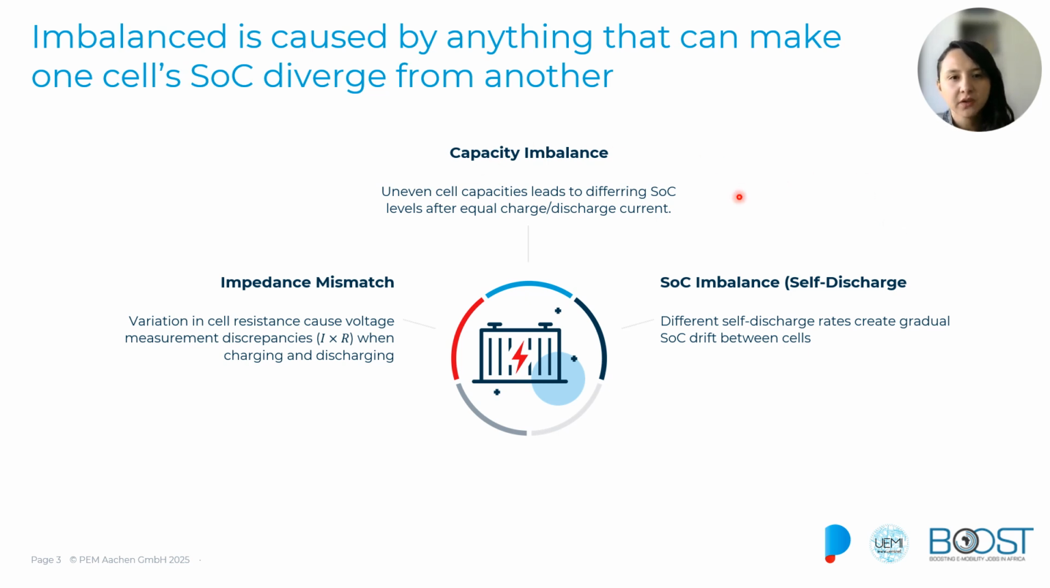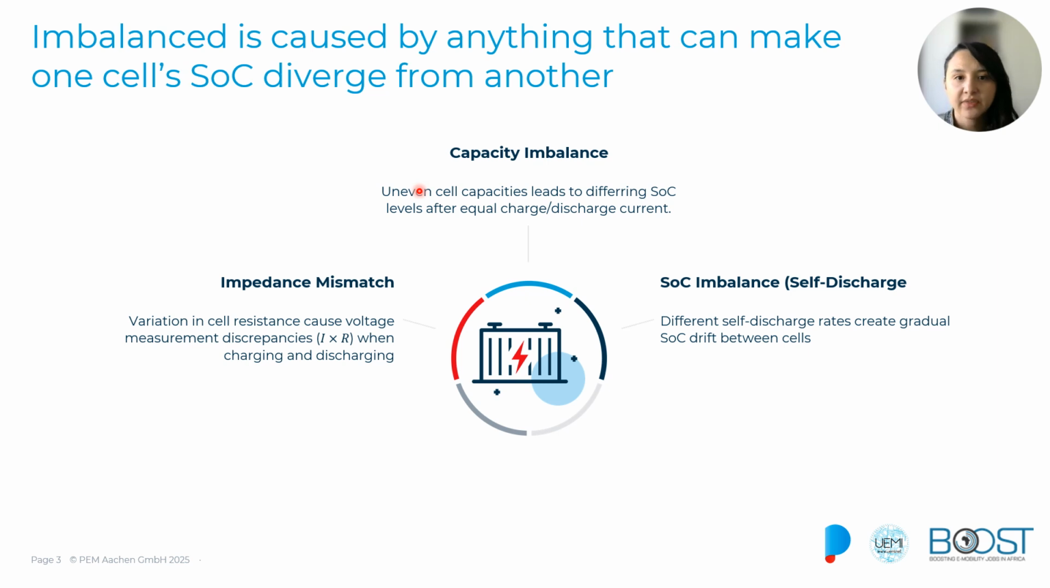The first one that we have here is the capacity imbalance. Each battery cell that composes our battery pack can have slightly different capacities due to manufacturing tolerances. Even though cells are designed to be identical, small variations in the materials and in the process being used will result in differences in capacity, and over time those differences become more and more pronounced, leading to variations in the state of charge levels after each charge and discharge cycle.